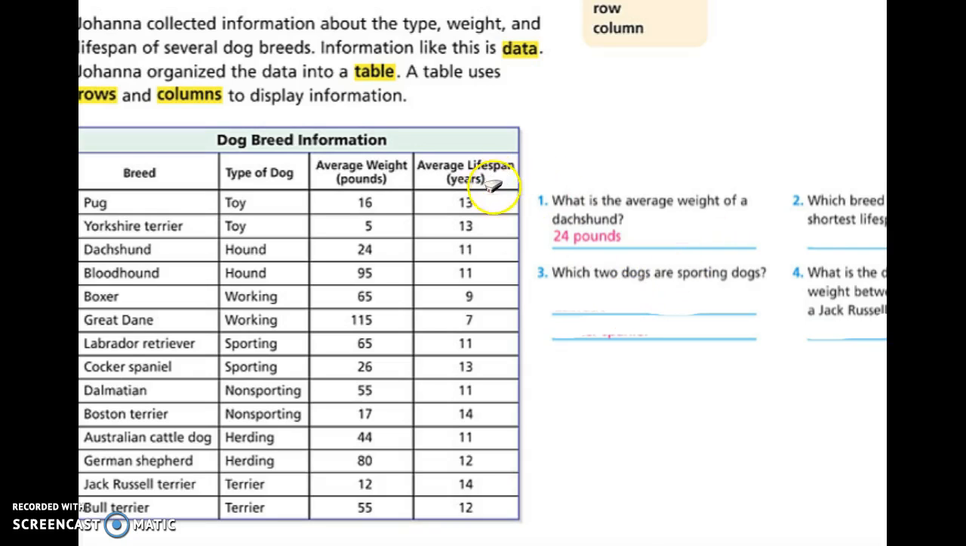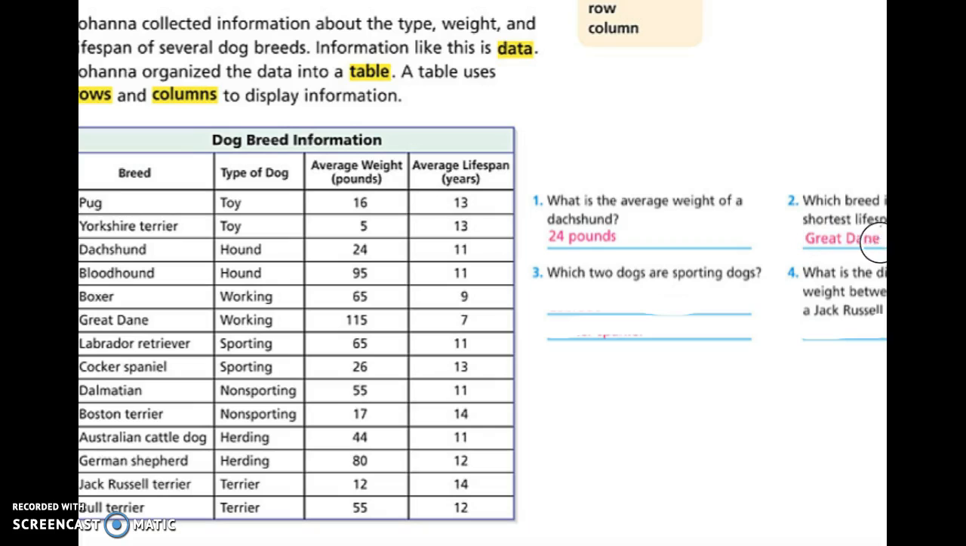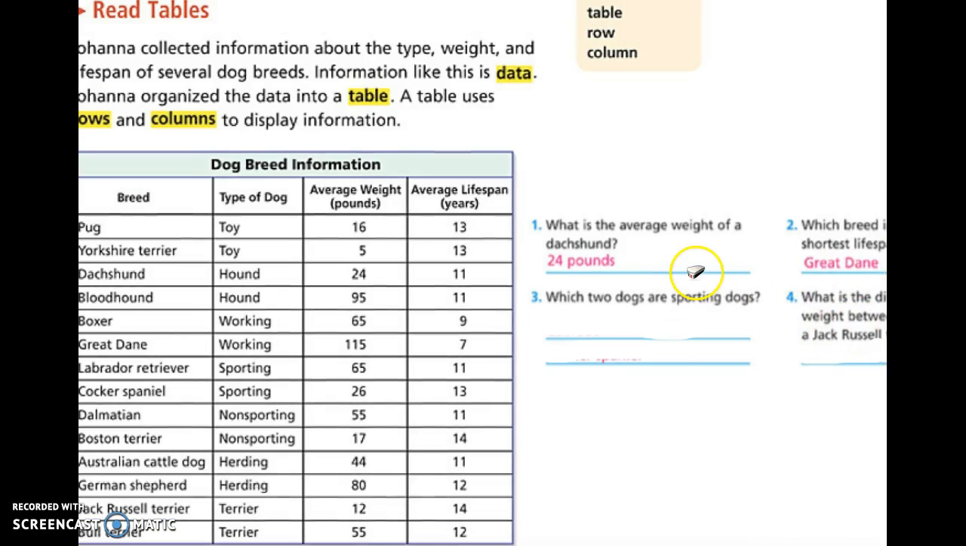All right, so we look here, and shortest, we're going to look for the smallest number. So in this case, the smallest number is 7. So Great Danes have the shortest lifespan. There we go, Great Danes. All right, let's keep going.